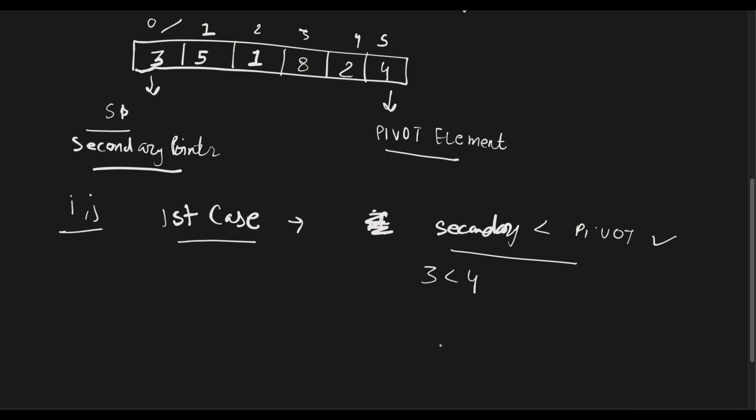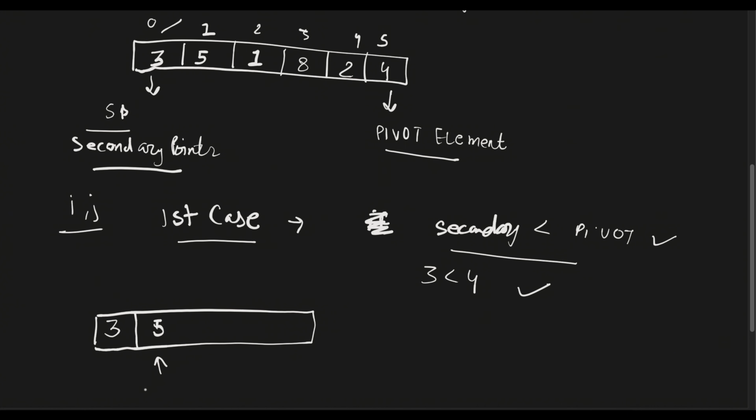But in this case, where the 0th element, the starting element, is smaller than the pivot, we will do the swap but on its own position. This element is small, my condition is true, so I will only do the swap at its own position and just increment my SP, the secondary pointer. Moving forward, I will be here and my pivot is here.